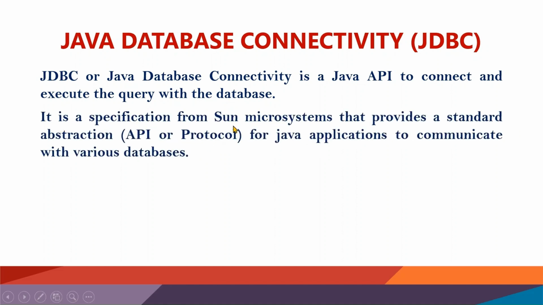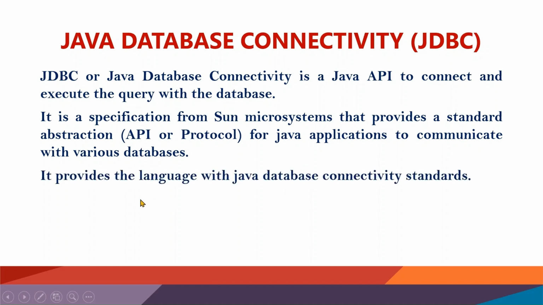Now it is a specification from a company called Sun Microsystems, who initiated Java programming, that provides a standard abstraction of API protocol for Java applications to communicate with various databases. This is the company who initiated Java programming, and they specified that through the JDBC API, we can communicate with various databases. Now it provides the language with the Java database connectivity standards.